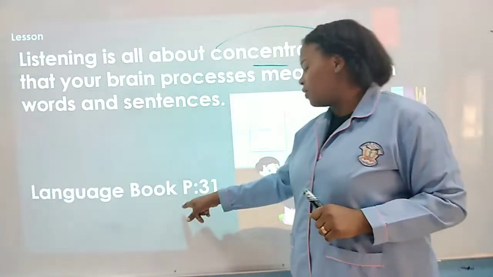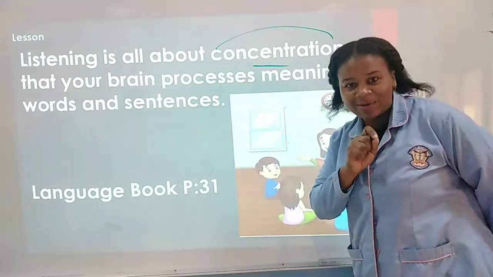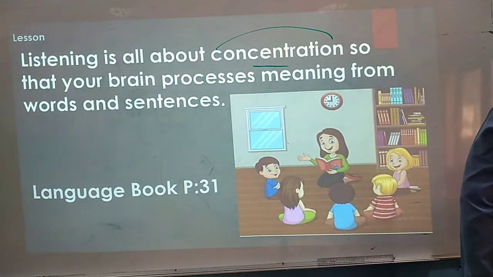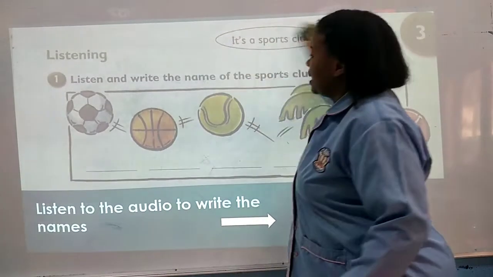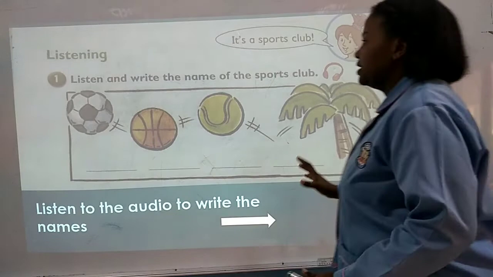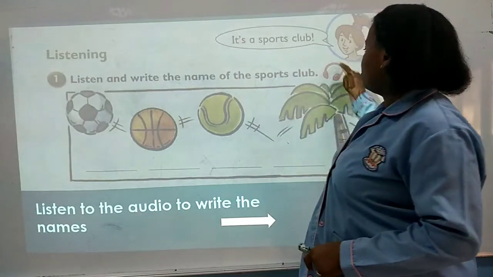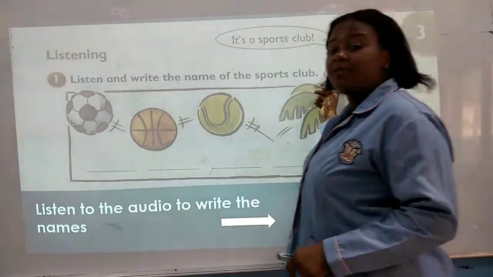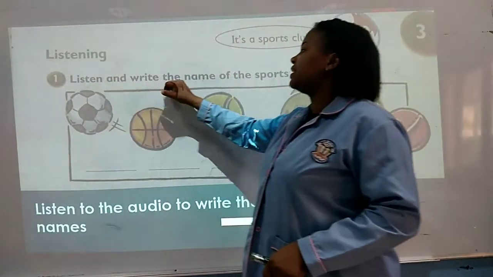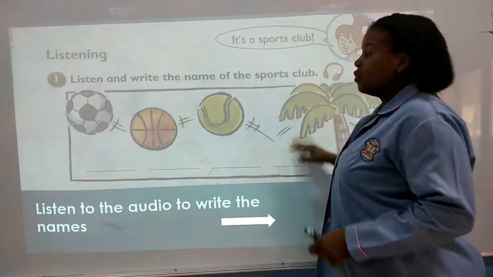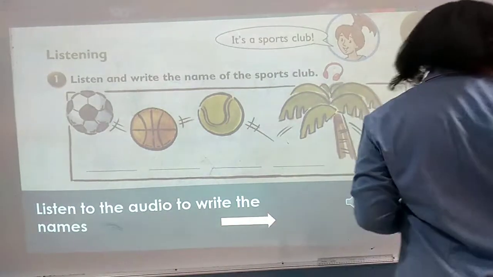So now we are going to work from our language book, page 31. And what do I want you to do? I want you to listen now, because we are going to play a song to know what the lesson is all about. So here is our Macmillan language book about listening. Now I'm going to play a recording, because if you see this symbol here, it means we are going to listen to something. Here they say listen and write the name of the sports club. So we are going to fill in the name of this sports club from what we are going to listen to. So let's see what it is.